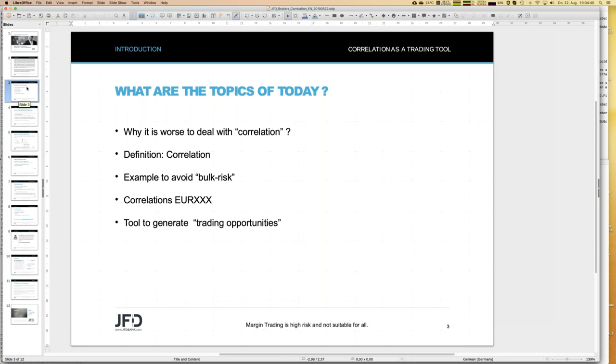But what's meant with bulk risk? You have a trade and you may open a second trade which is highly correlated to the first one. And then finally, what you're doing is you double your risk. And therefore we call it Klumpenrisiko in German, and I translated it here to bulk risk. I asked already yesterday in the German webinar, since I will have a problem today how to translate that.